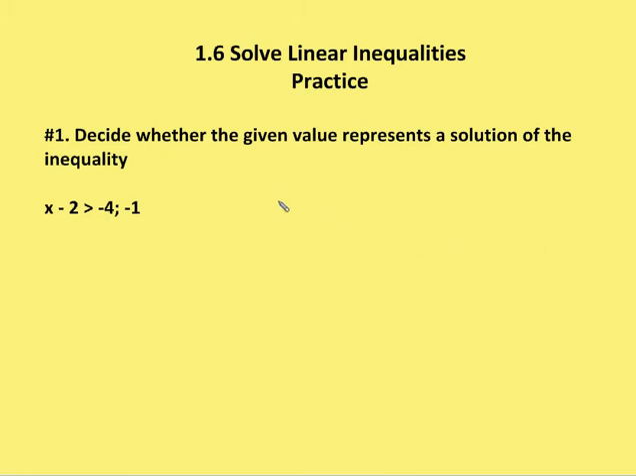What we're going to do is plug in the given value of negative 1 for x, and see if that makes the statement true. So I'd rewrite this as negative 1, plugged in for x, minus 2 is greater than negative 4. I simplify the left-hand side of the inequality. Negative 3 is greater than negative 4. And in fact, that's true. So yes, it does represent a solution.